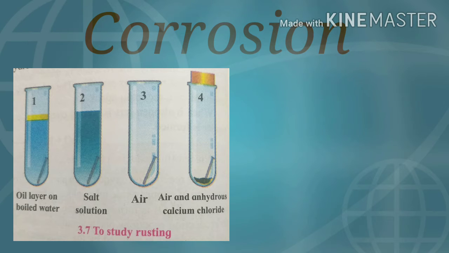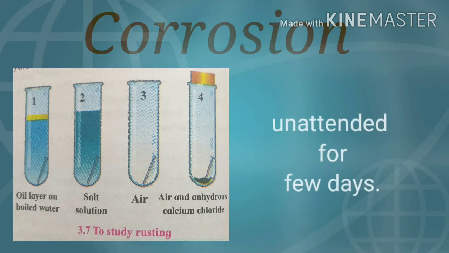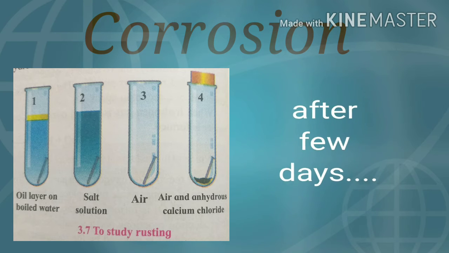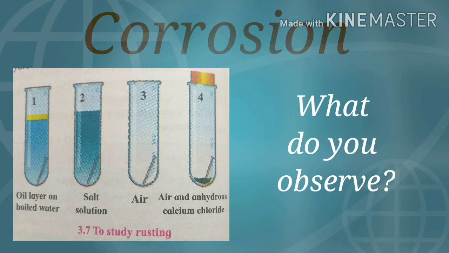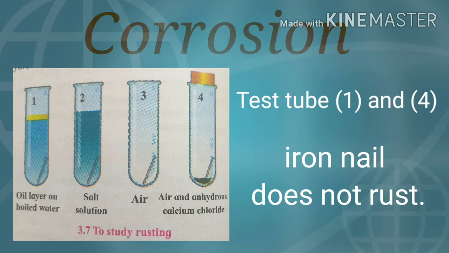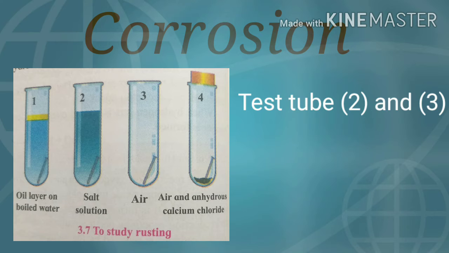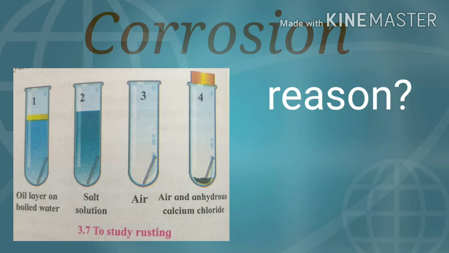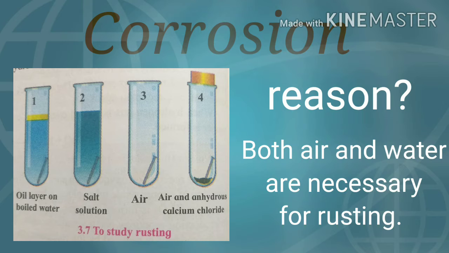After this, all 4 test tubes we are going to keep unattended for a few days. After that let us see what happens. After a few days, if you observe the 4 test tubes, the iron nails in the first and 4th test tube remain as before, while the nails in the second and third test tube were rusted. What could be the reason behind this? Both air and water are necessary for rusting. The rusting process takes place rapidly in the presence of salt.